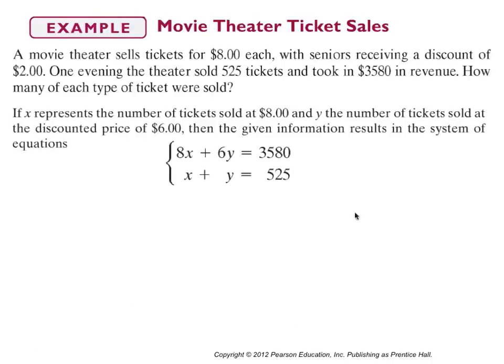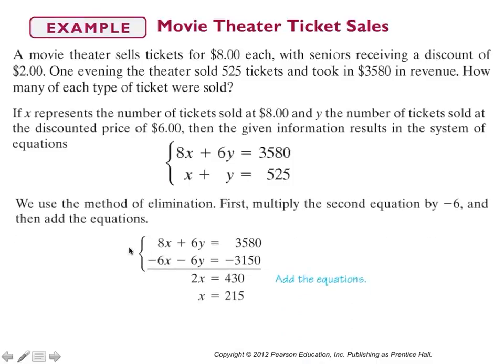So now we have our 8x plus 6y equals 3580 and our x plus y equals 525. And we want to solve them in some way. Now we used elimination, it looks like. So in order to do that, we multiply the second equation by negative 6 so that we have a 6y and a negative 6y, which will then cancel.